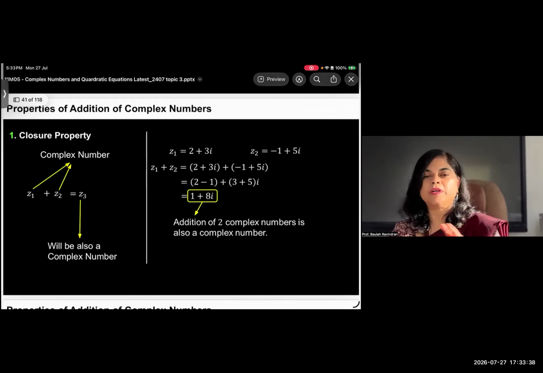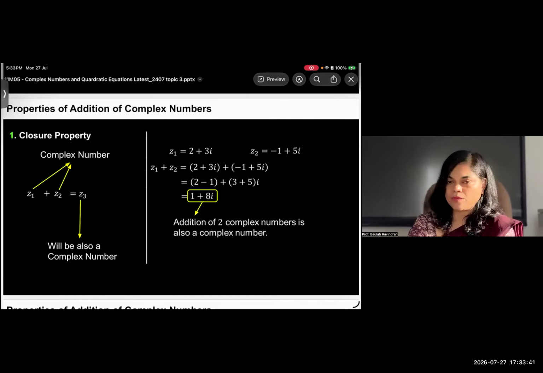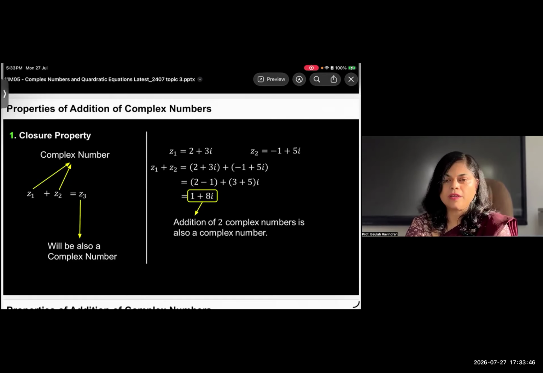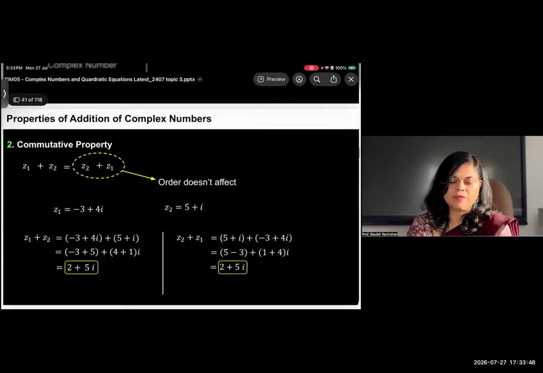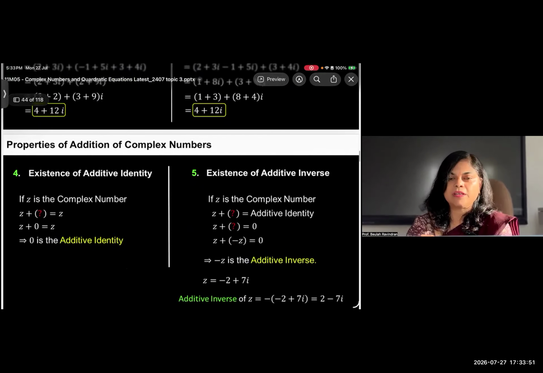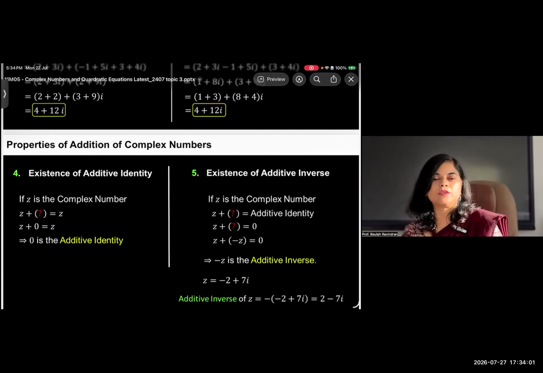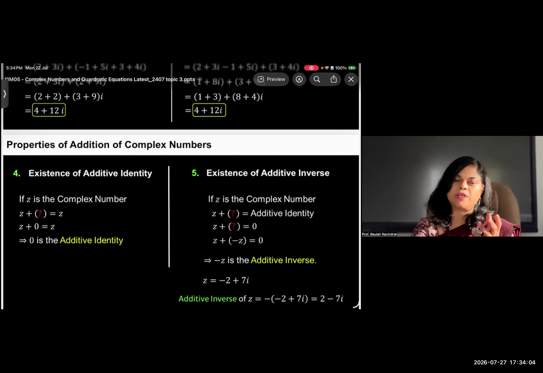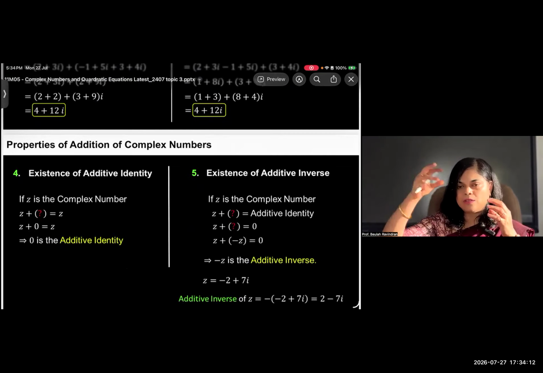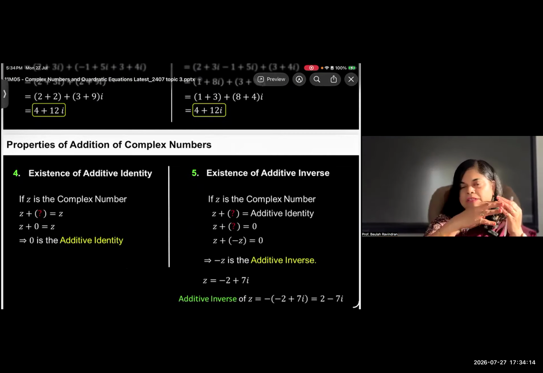Then we'll learn about the properties of addition of complex numbers: the closure property, the associative property, the commutative property, everything. Is there an existence of an identity, or an additive inverse? These are all the properties of a group. If you consider complex numbers as a group, as you have defined in set language, natural numbers are a group.